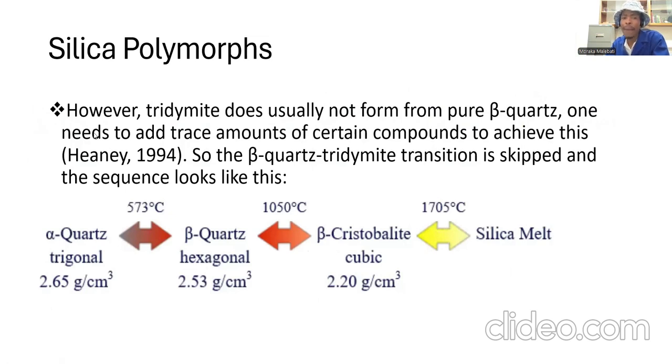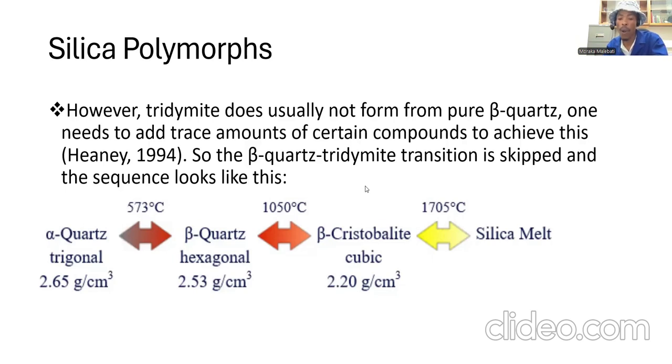Okay, but what we notice is that tridymite does not usually form from pure quartz or pure beta quartz. One needs to add trace amounts of certain compounds to achieve this. All right, this is according to Hine in 1994. So it means the beta quartz to tridymite transition is skipped, and the sequence looks like this.